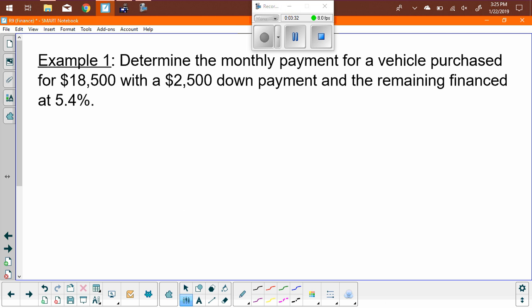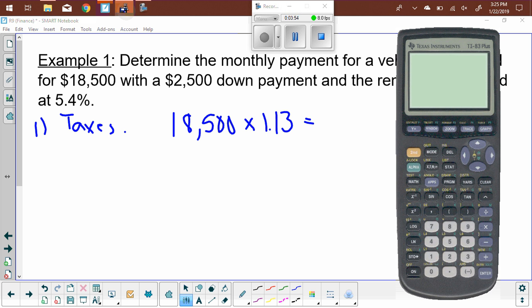From before, step 1 is to add in the taxes. There's a couple ways you can do this. The most efficient way is to just take our 18,500 and multiply that by 1.13, because the tax rate is 13% in Ontario. So let's do 18,500 times 1.13, so 20,905.